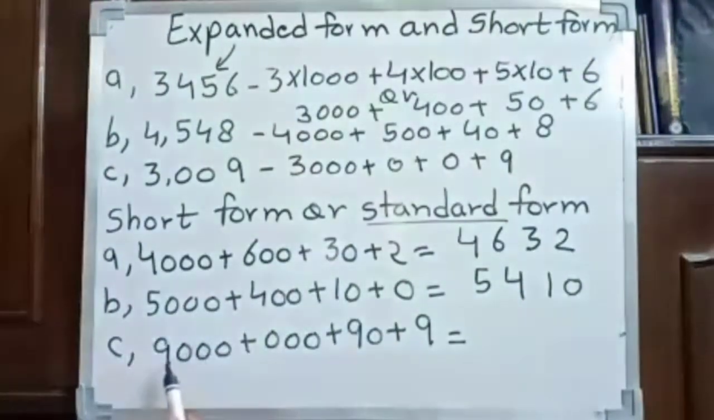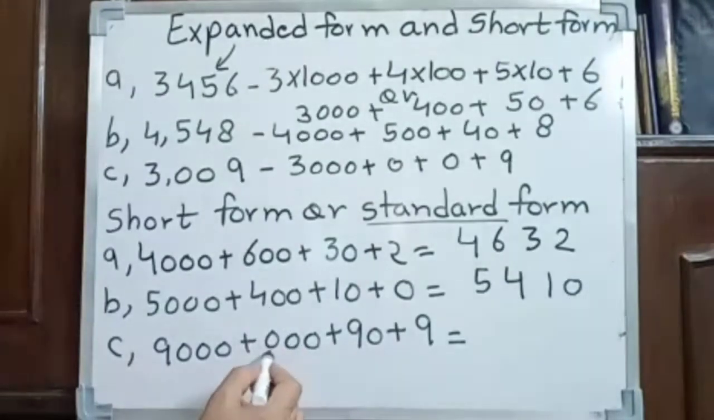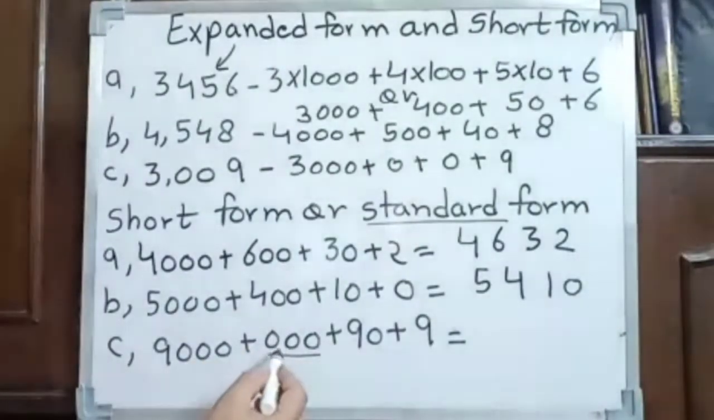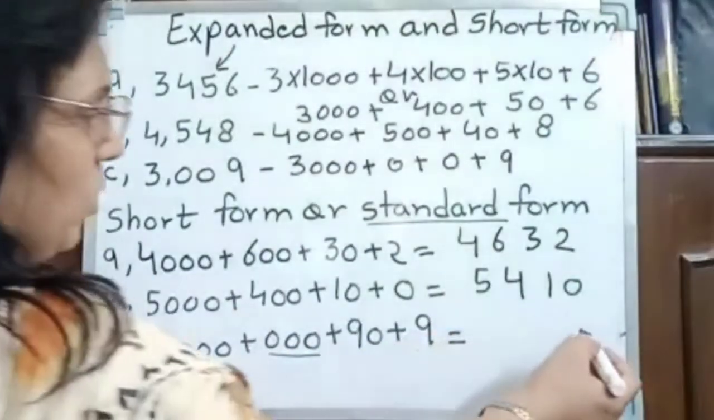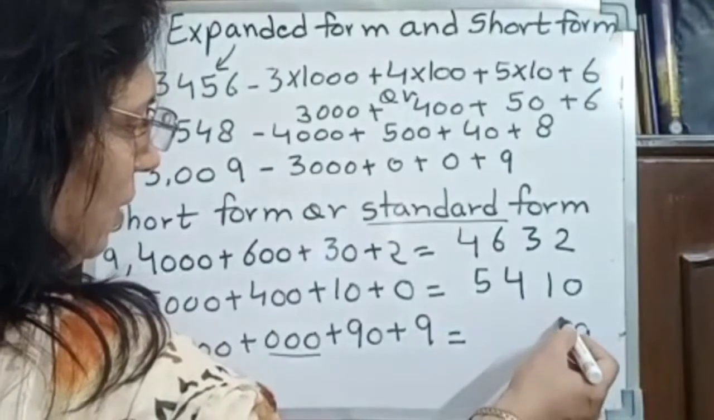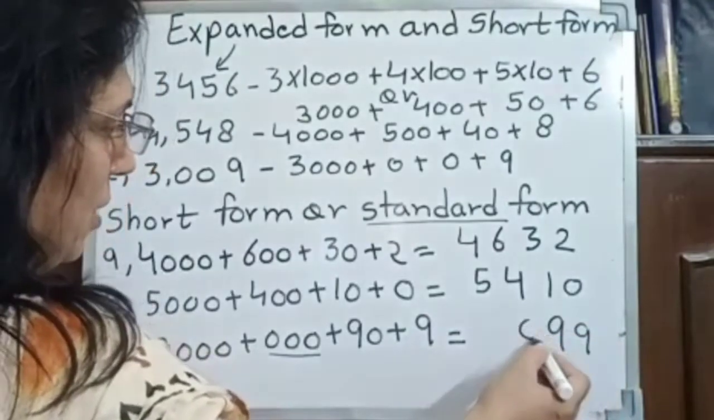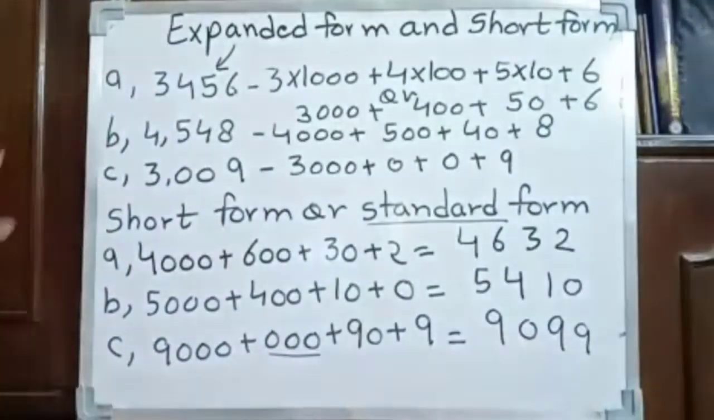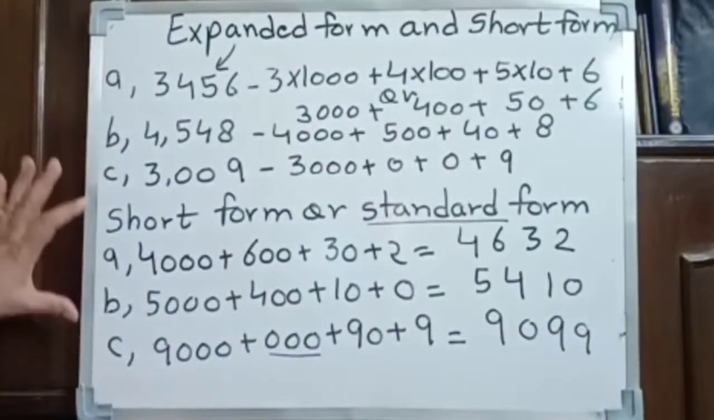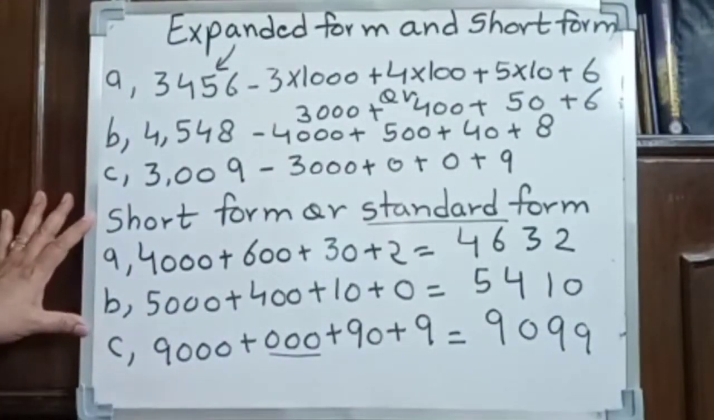5410. Now again 9000 plus 0 0 0, which means in the 100 place we have no digit, so 0 0 0 plus 90 plus 9, which means in the ones place we have 9, then 9, then 0, then 9, 9099. This is expanded form and this is short form.